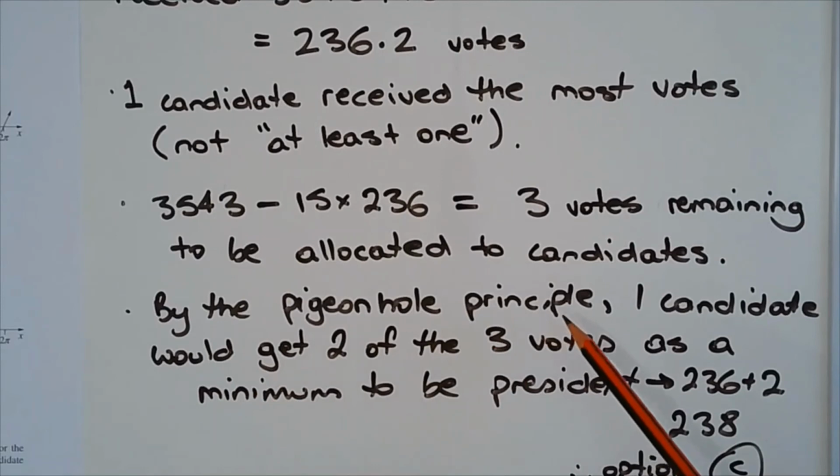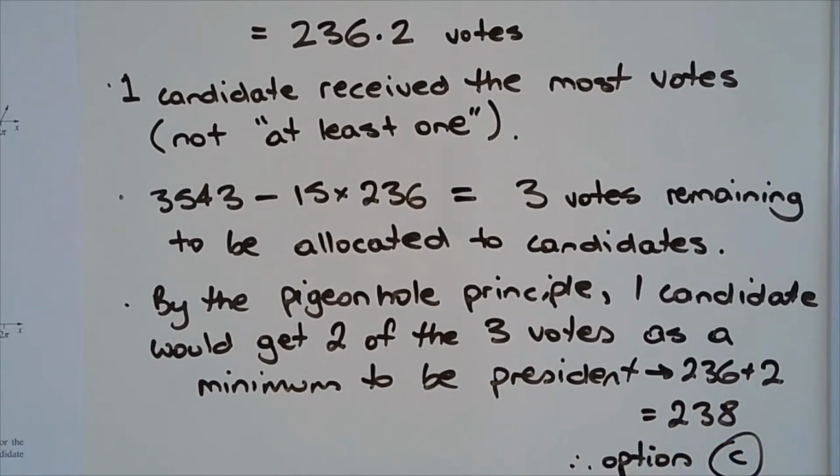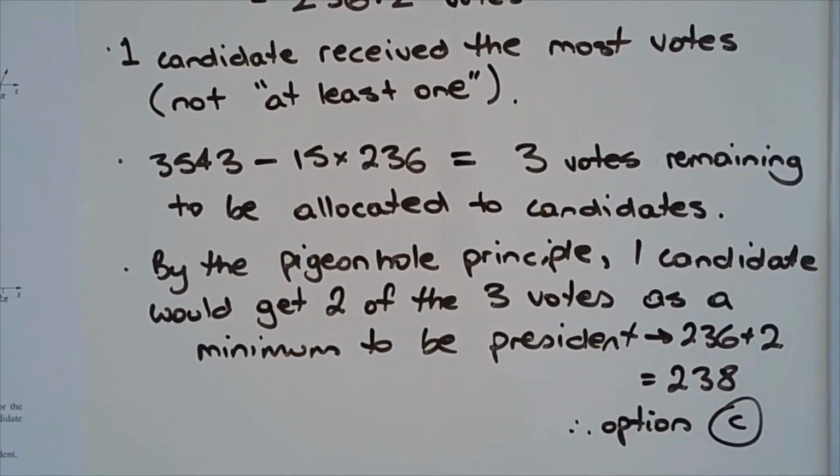Now, by the pigeonhole principle, one candidate would get 2 out of those 3 extra votes, or those 3 votes remaining. So if we take 236 as the integer and then add the 2 extra votes that that candidate would have received, the minimum that candidate would have received to be the winner would equal 238. So therefore, the answer is option C.